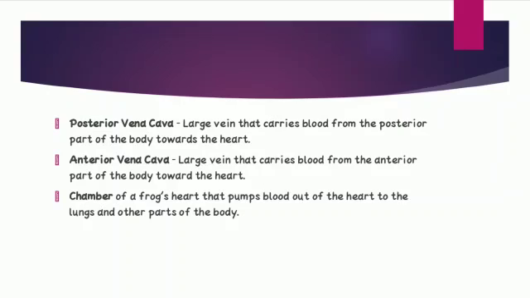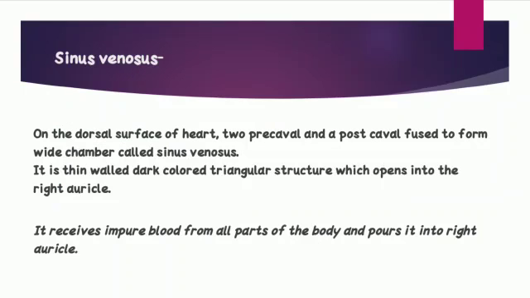Then ventricle is there. Ventricle is that chamber of frog's heart that pumps blood out of the heart to the lungs and the other parts of the body, and it would pump oxygenated blood. Then we have sinus venosus. Sinus venosus is also called the accessory chamber of frog's heart.